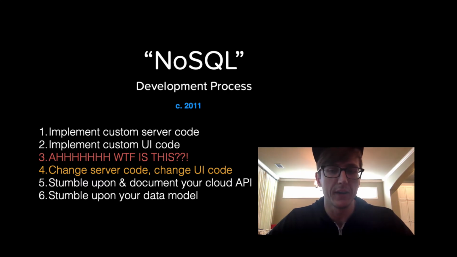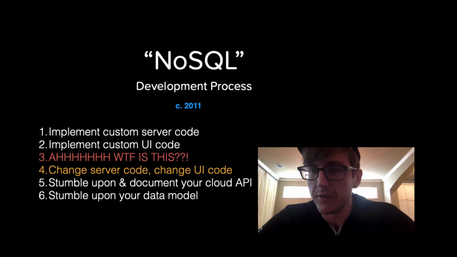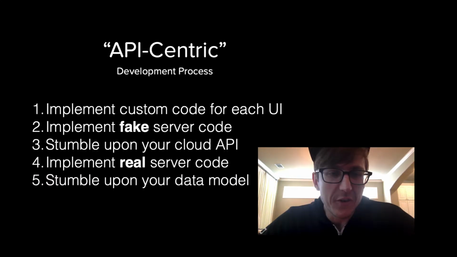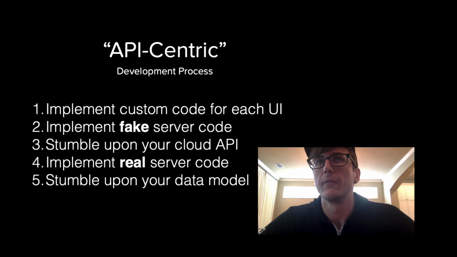Maybe you don't have to rewrite your server code quite as much as you would if you'd had to change the data model, because at least you stumbled upon the data model from your server code, but it's still not perfect. So you could implement custom code for each UI. You implement the fake server code. Whenever we'd be adding a new form, one of the things that we got to is you'll make an empty action on the back end that just always sends back a 200.